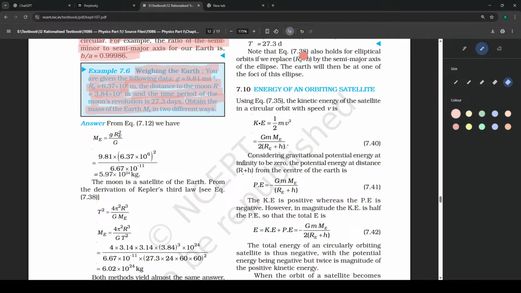Now, since they have given 27.3 days, we can obviously use the time period formula. We will get the mass of the Earth directly from the formula, just like how we took Phobos and Mars, the moon of Mars. We calculated the mass of Mars, we weighed Mars there. Now, here, with the same formula, we can weigh the mass of Earth as well. And one more method, they said two different methods.